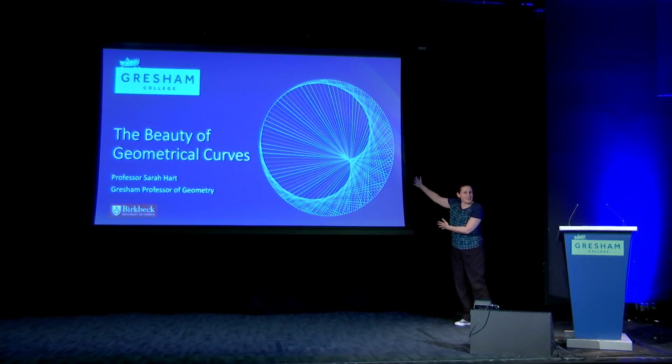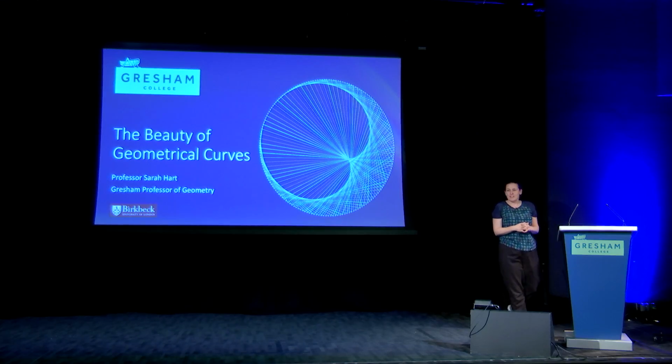A roulette is a curve obtained by rolling one curve along another. This simple idea leads to some lovely curves, and I'm going to tell you about some of those today. So we'll see how to construct this beautiful design. We'll meet the curve so appealing it was given the nickname the Helen of Geometry.